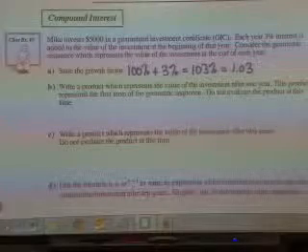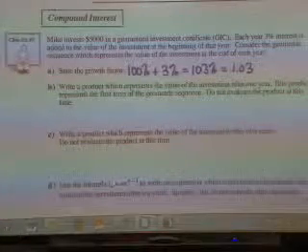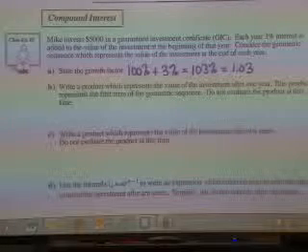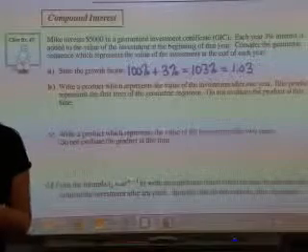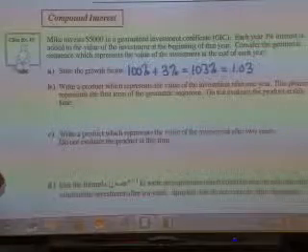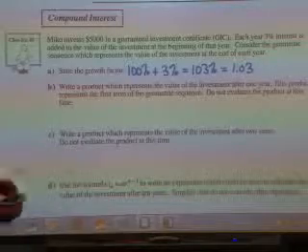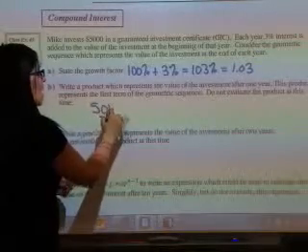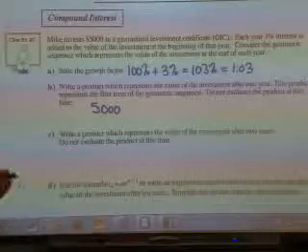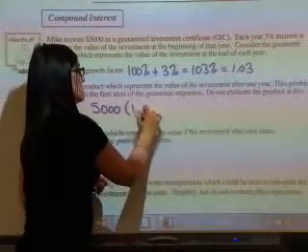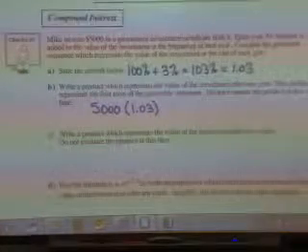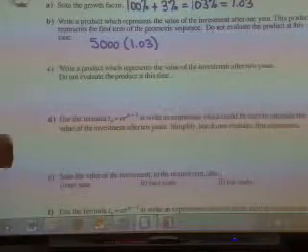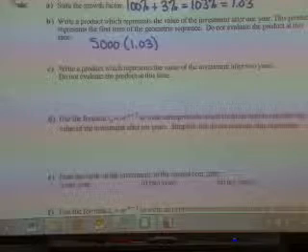Part B says write a product which represents the value of the investment after 1 year. This product will represent the first term of the geometric sequence. Don't evaluate this product at this time. So at the end of the first year, I would have my $5,000 and I would multiply it by that growth factor. That would be the value of the investment after the first year.